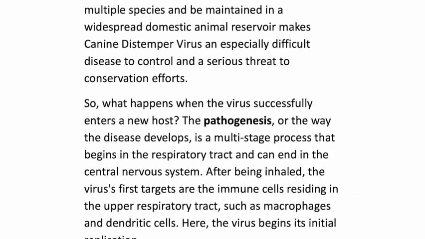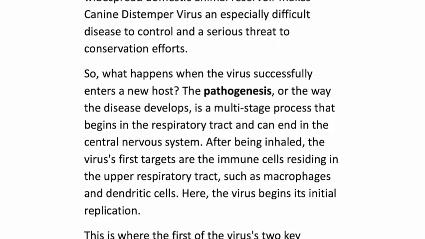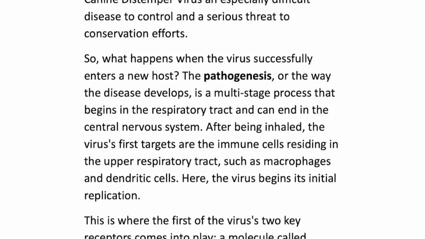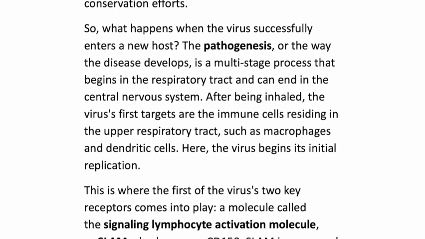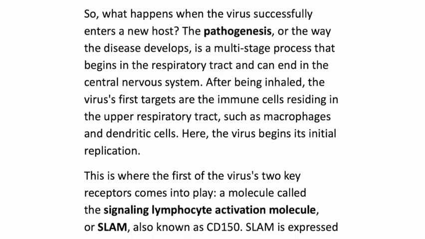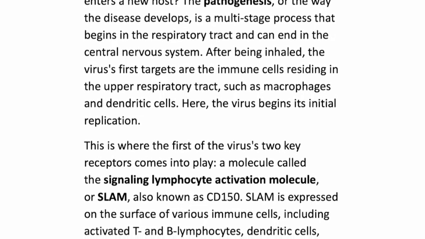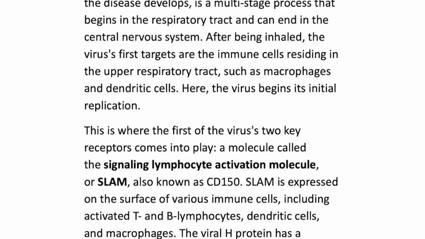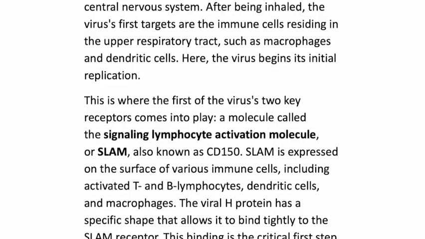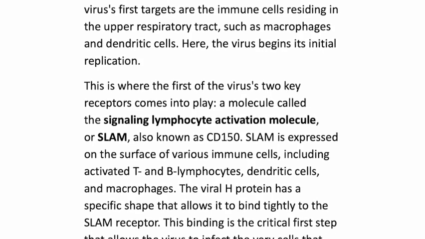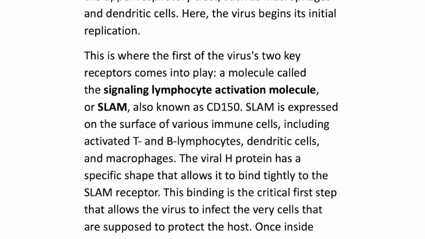So, what happens when the virus successfully enters a new host? The pathogenesis, or the way the disease develops, is a multi-stage process that begins in the respiratory tract and can end in the central nervous system. After being inhaled, the virus's first targets are the immune cells residing in the upper respiratory tract, such as macrophages and dendritic cells. Here, the virus begins its initial replication. This is where the first of the virus's two key receptors comes into play, a molecule called the signaling lymphocyte activation molecule, or SLAM, also known as CD150.